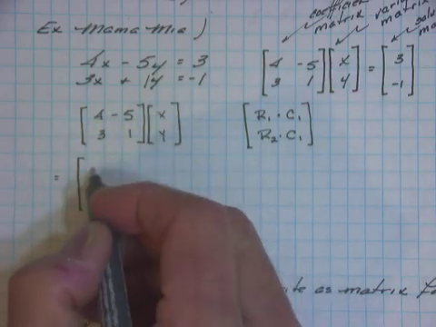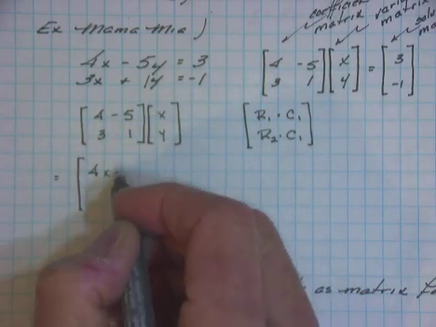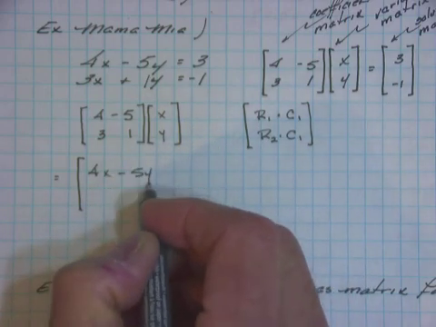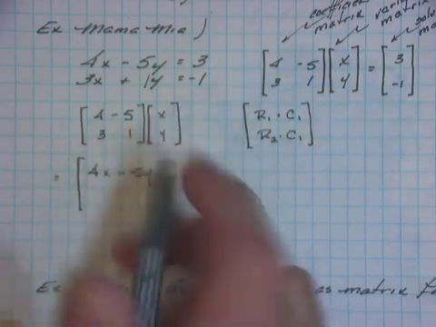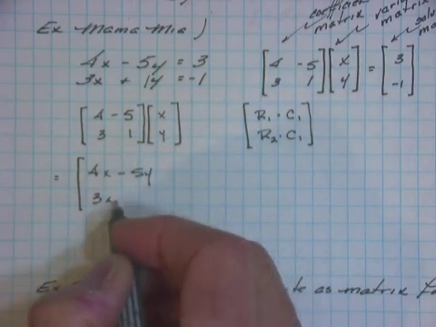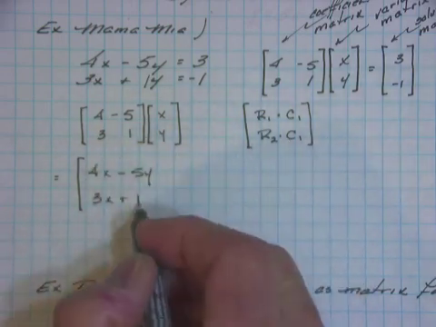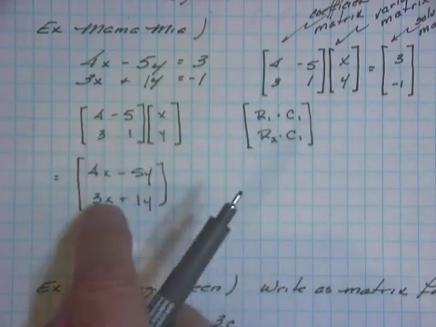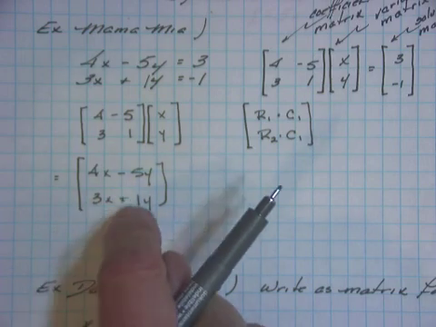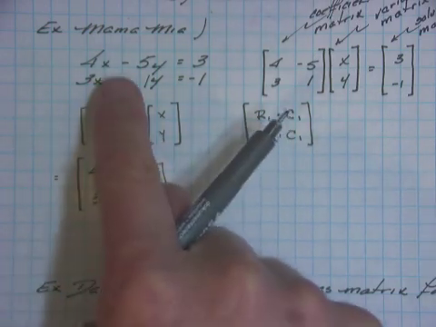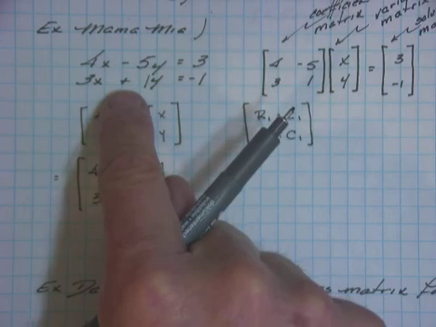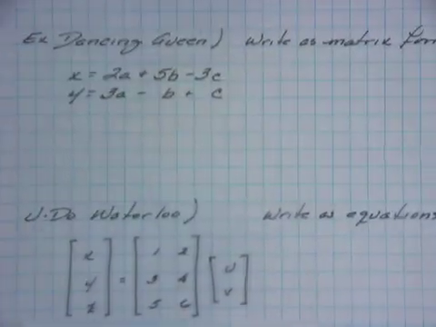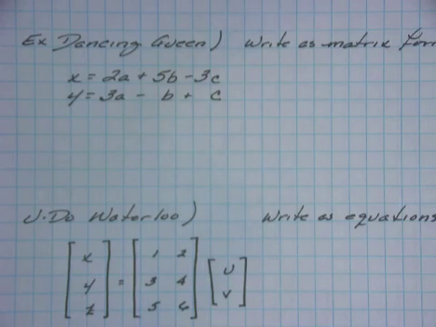So this would equal 4 times x plus -5 times y. Well, that would be just -5y. And then 3 times x plus 1 times y. So you can see if I multiply these two matrices together, I get this. And this is the variable side of the system of equations. All right, let's try another one.